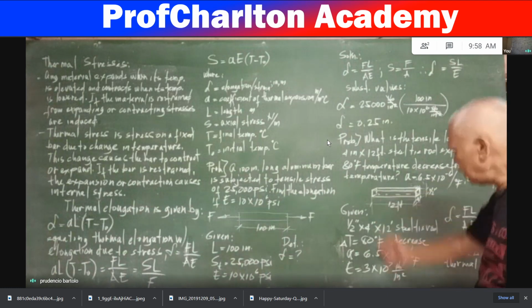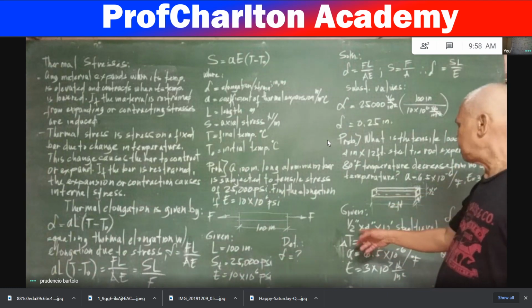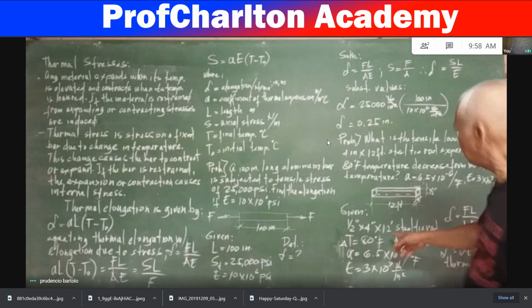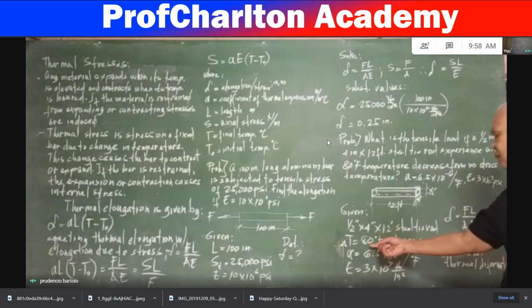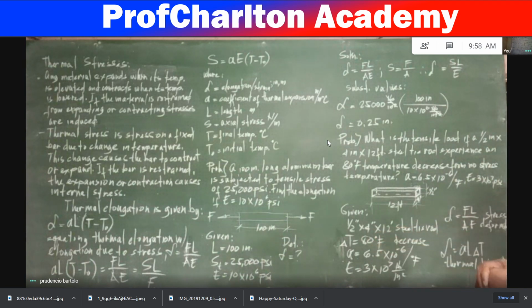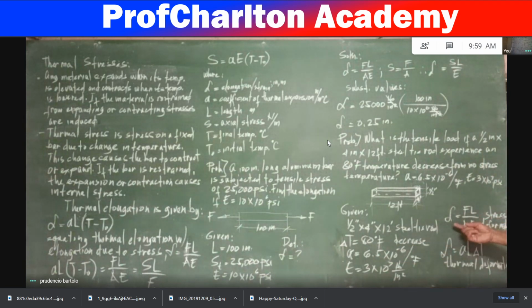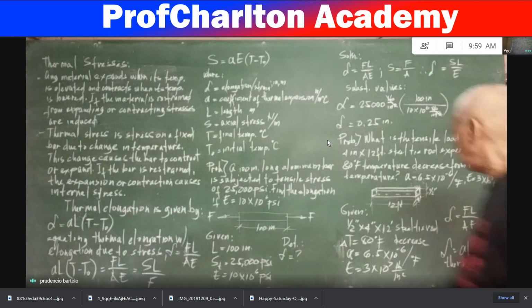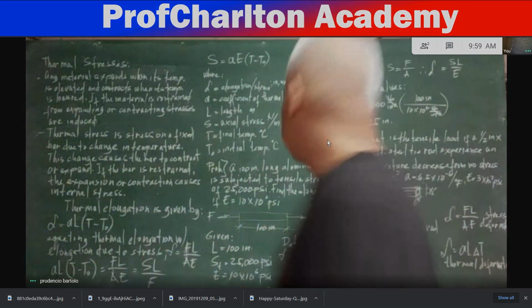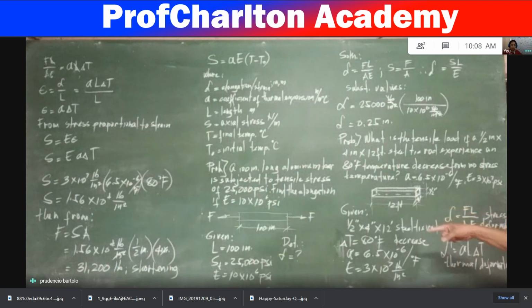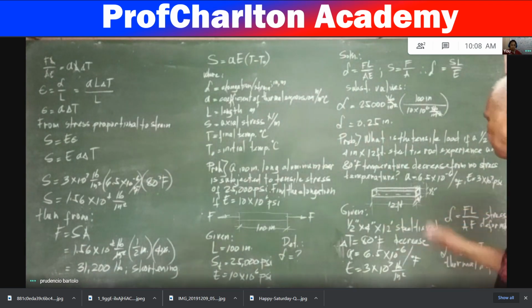So we are given this here: the coefficient of thermal expansion and the modulus of elasticity, and the deformation equation taken from stress and the thermal deformation. So we have the data that 1/2 inch by 4 inches by 12 inches bar.